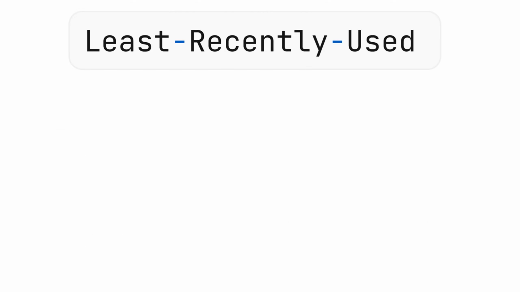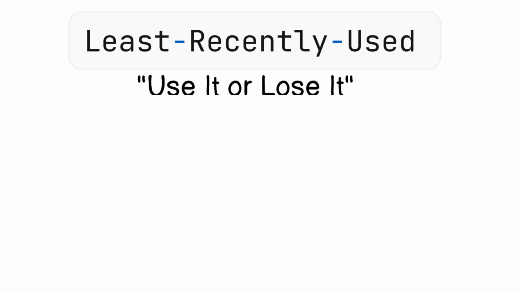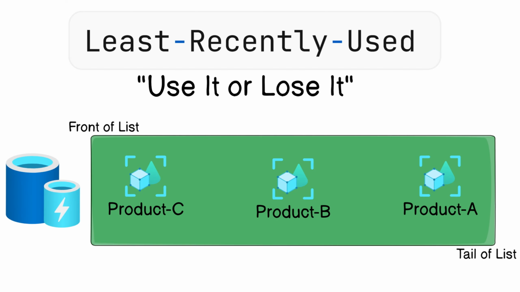Another approach is least recently used, or in other words, use it or lose it. It removes the least recently used items when space is needed. It is usually implemented using a doubly linked list. In that, we can move the recently accessed item to the front of the list, and the removal of items can happen at the tail.